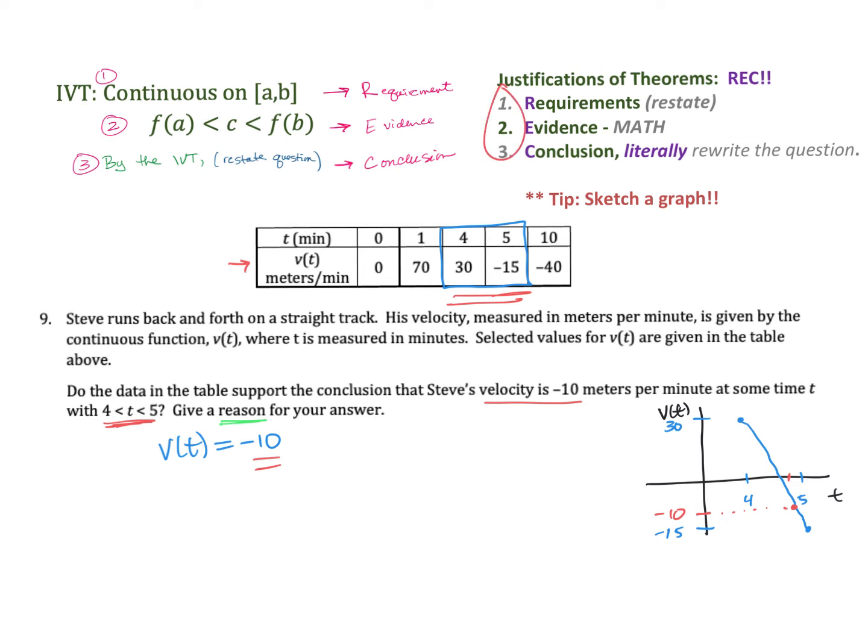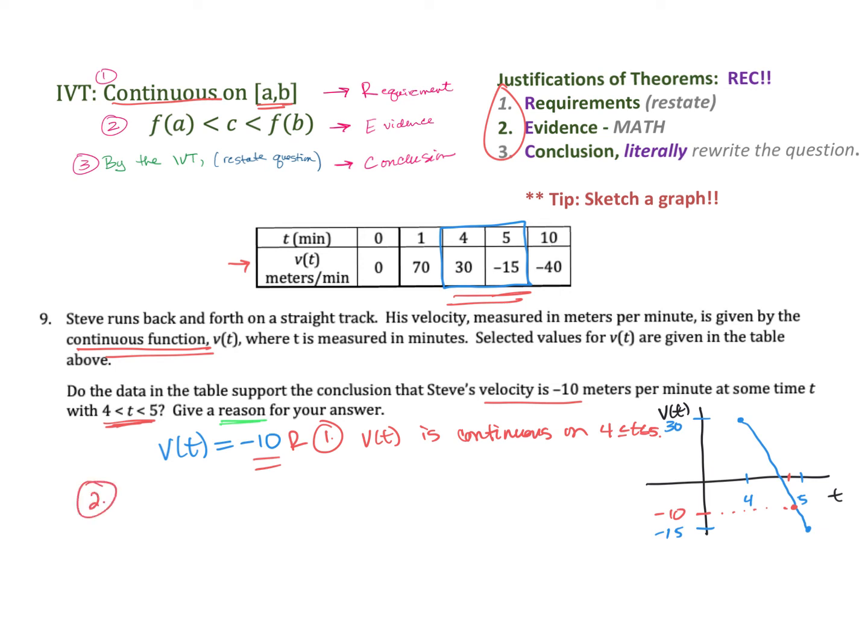So number 1, and most important, because if this condition is not in here, you cannot go further. And that is the function IVT, first, is it continuous on AB? That's the first, that's your R, that's your requirement. So let's look at here, it says it is a continuous function. It says it in the problem. So yes, V of t is continuous on 4 to 5.